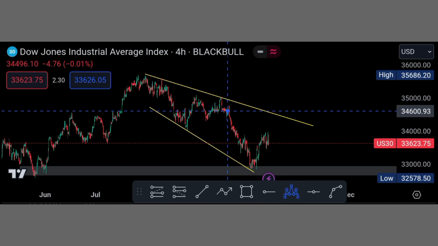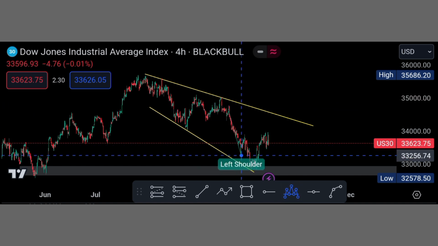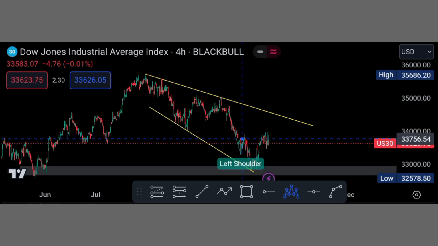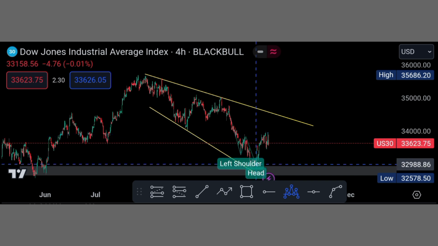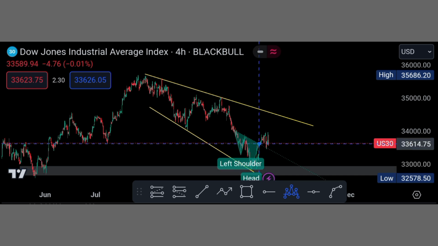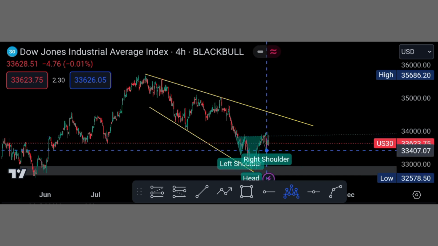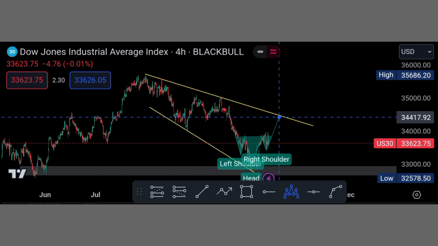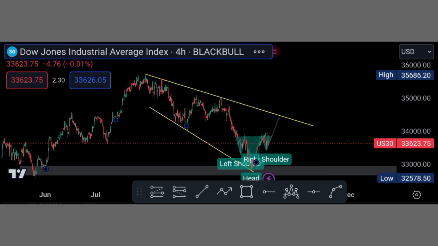And then if you guys know your reversals, you'll see that this is a head and shoulder pattern, inverse head and shoulder pattern. So this is the left shoulder, right? And then this is the head, and then this is the right shoulder, something like this. So now we're looking to go to the upside with US30.